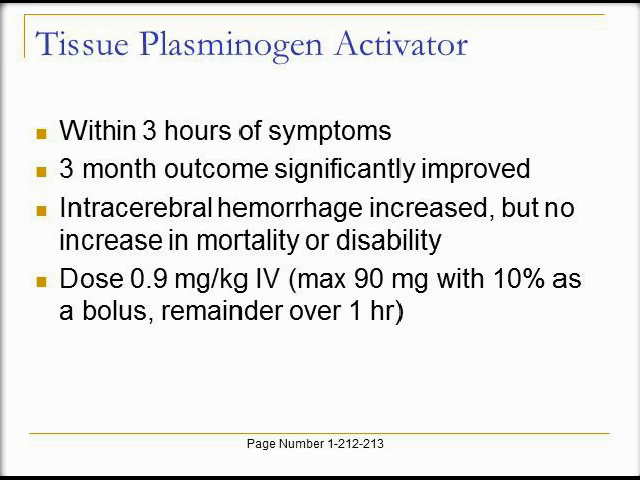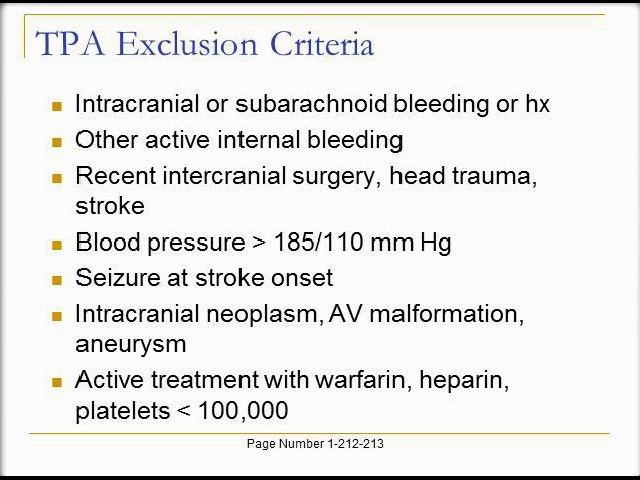3-month outcome is significantly improved when we use the drug. There is an increase in hemorrhage when we use TPA, for sure. But it's still improved morbidity, mortality with the use. And the dose, I'm pointing it out just because it is a little bit different than it is for MI. The dose is 0.9 milligrams per kilogram with a maximum of 90. So there's a weight-based maximum with 10% as a bolus and the rest is given over an hour.